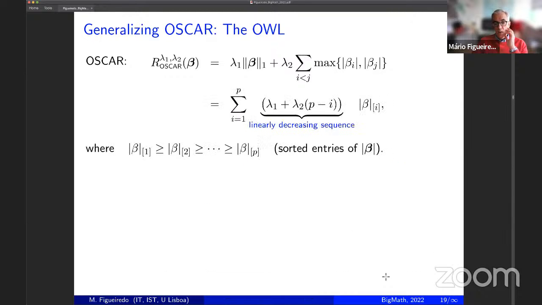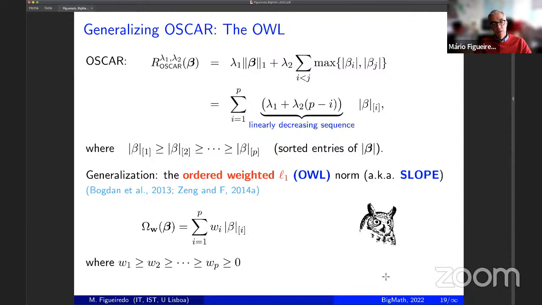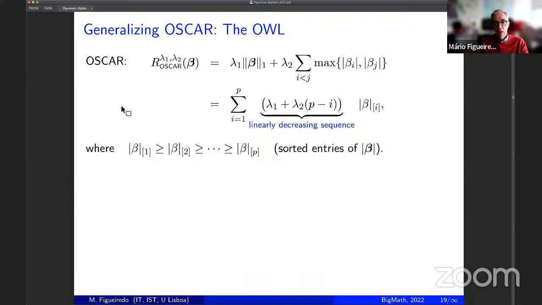So this was a starting point for the work we did in 2014 and 15, and the idea is the following. It's easy to show that Oscar can be written in this way. You can write this norm in the following way. You take your coefficients, the argument beta, you compute the absolute values, and you sort them in decreasing order. So beta absolute value 1 is the largest absolute value of the coefficients, and so on up to p. So sorted absolute values.